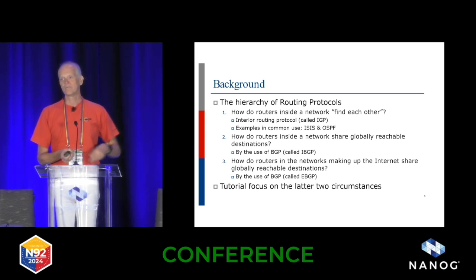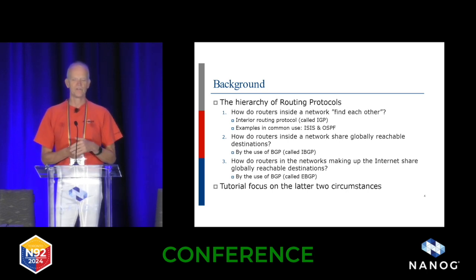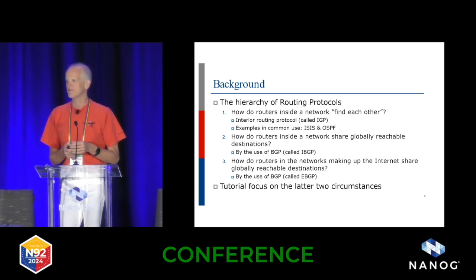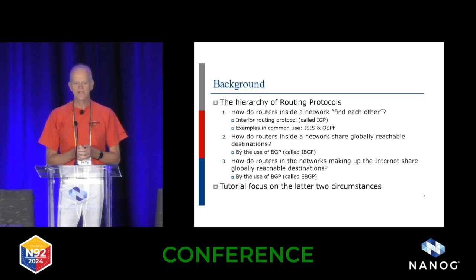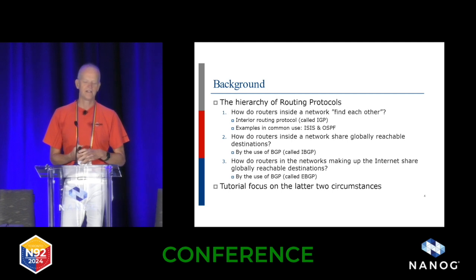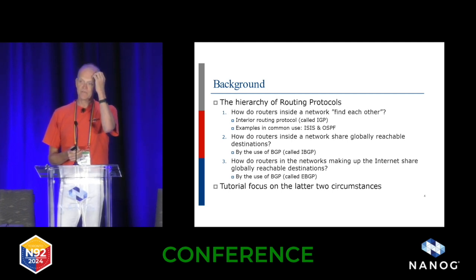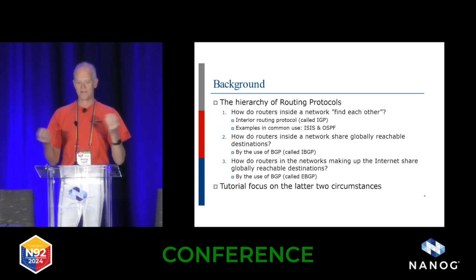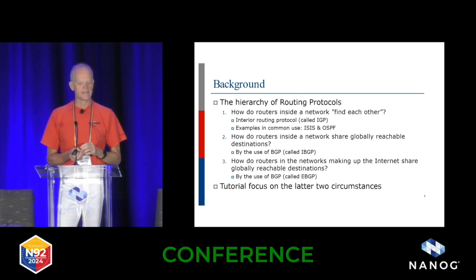Those are the two that are commonly used today. Not going to spend time doing that because it should be relatively straightforward. The interior routing protocol, we've called that IGP for a long time historically. What I'm going to spend more time looking at is how the routers find each other within globally reachable destinations. So we're going to be looking at BGP.